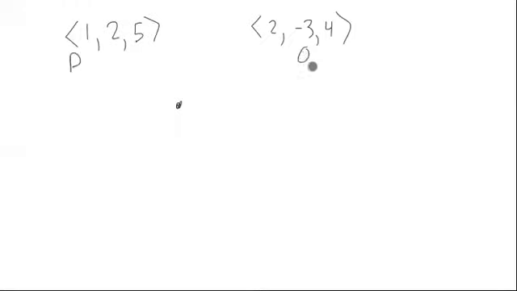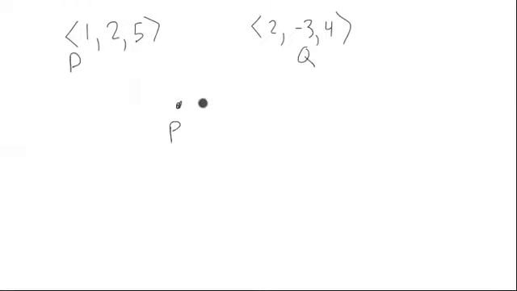Let's take a look at how we can find the equation of a line through 2 points in space. If we have 2 points, I'll write them as vectors, (1, 2, 5), because the points can be written as vectors, and let's say (2, -3, 4). So we have these 2 points, which are like vectors. Call this P and call this Q.